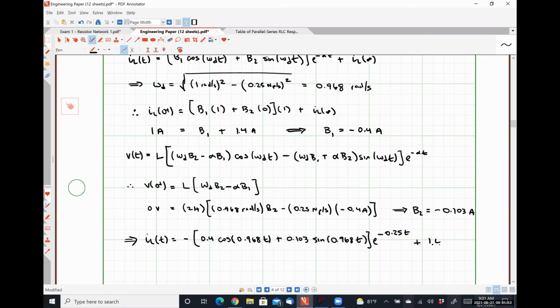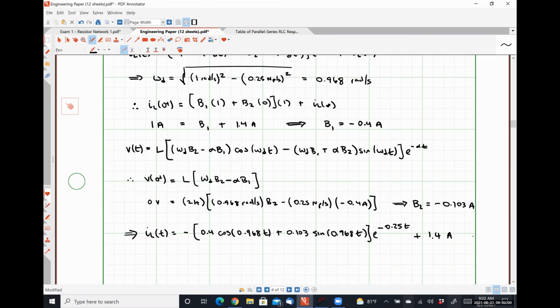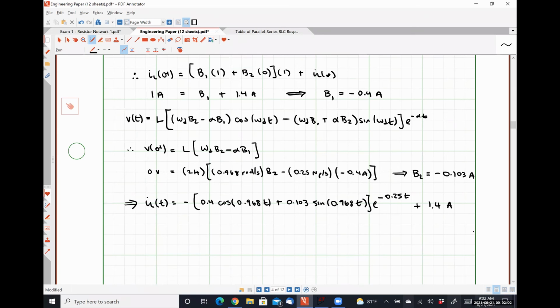plus 1.4 amps. So I literally just substituted B1, B2, omega_d, alpha, and i at infinity into my response equation. I don't have to do any more work whatsoever. For v(t), I'll have to do a little bit of work. But it's just going to be simple multiplication of things, right?